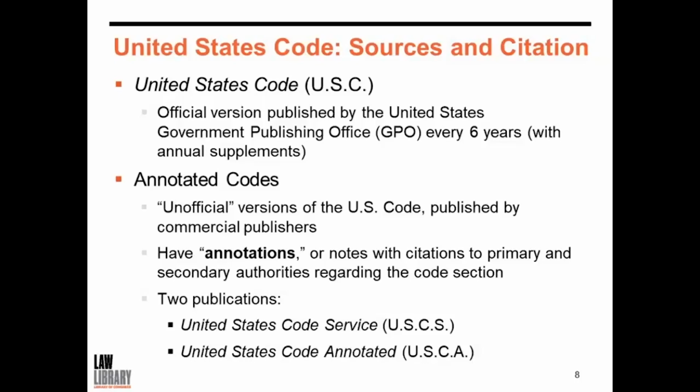The unofficial codes are published by private vendors. There's one called the United States Code Service. We call that U.S.C.S., and it's published by Lexis. And then there's also the United States Code Annotated, U.S.C.A., and that's published by West. Lexis and West are pretty much two of the biggest legal publishers in the United States.